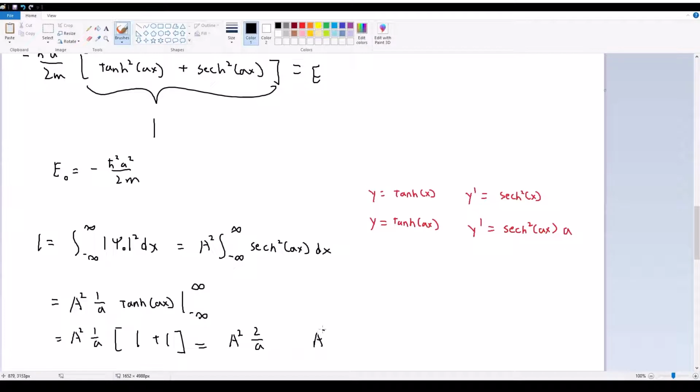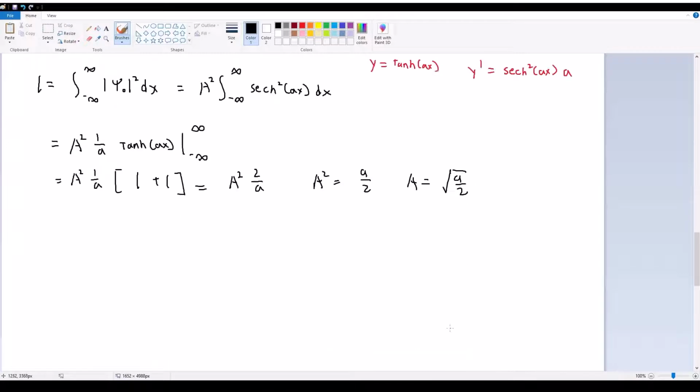So that means a squared is equal to a over 2, which means that a is equal to root a over 2. So the actual correct wave function is psi naught of x equal to root a over 2 multiplied by hyperbolic secant of ax. And that is part B finished.